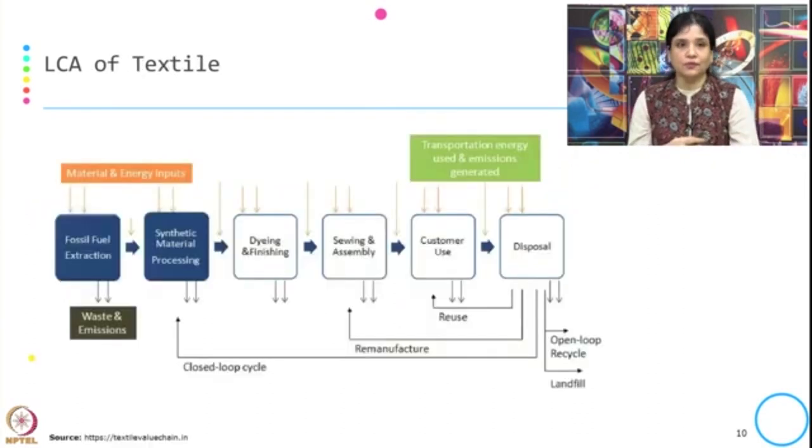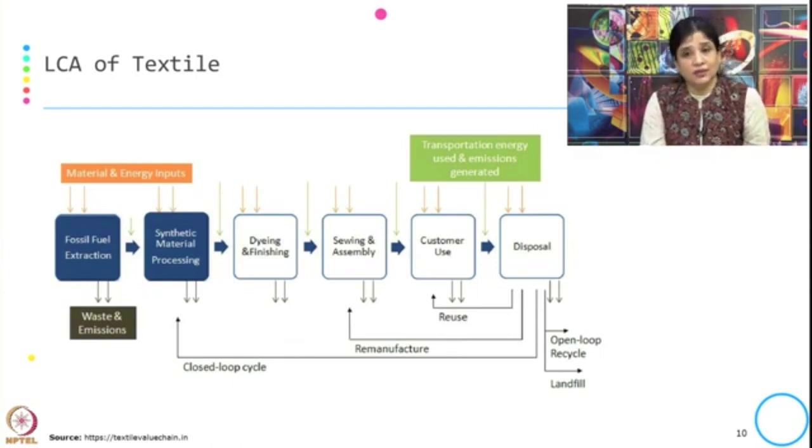So, this is the example of a typical life cycle assessment of a textile, where the product life cycle is being explained. If you look at each process, there are two inputs. One is raw material, second one is the energy input, and what they are getting as the outcome of each process is waste and emission. So, whether you start from the fossil fuel till the time you get into the disposal, in each stage the inputs are material and energy and the outputs are waste and emission.